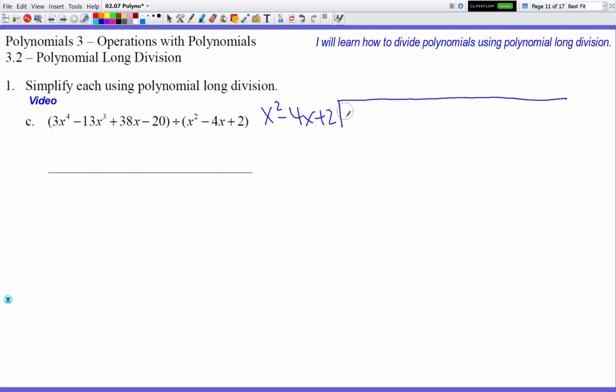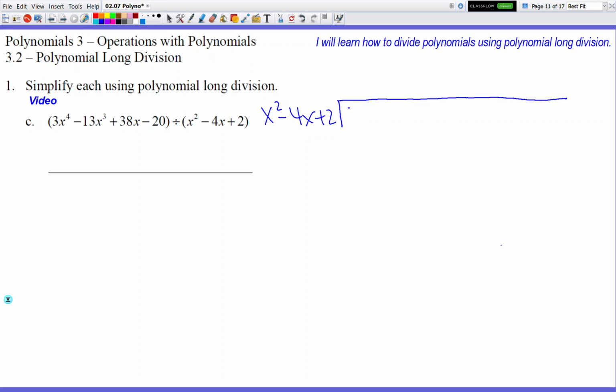So just be sure to check to see if any terms are missing. So I got power of 4, then it goes power of 3, then it should be power of 2 next, which is currently missing. So therefore, I got to address that issue. Yeah, so if there's a power that's missing, I got to leave a blank when I set up my problem.